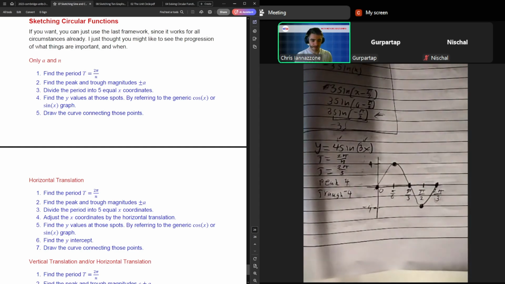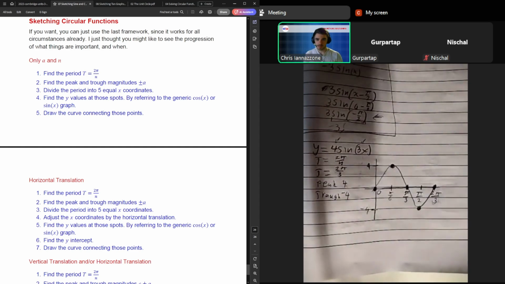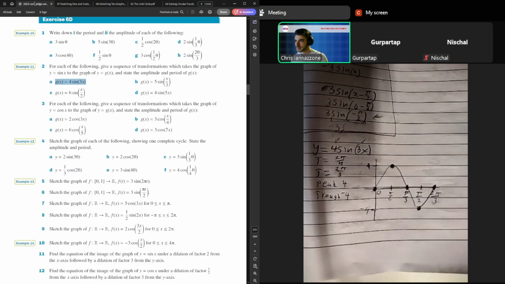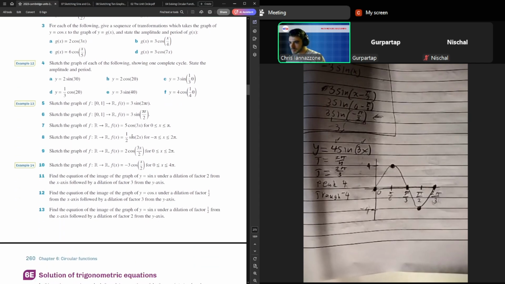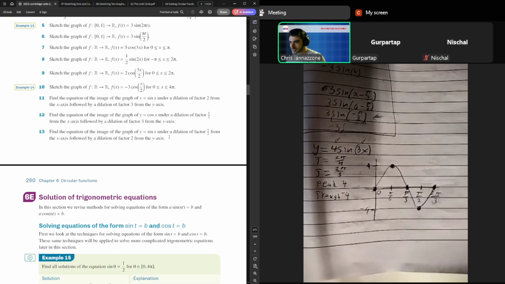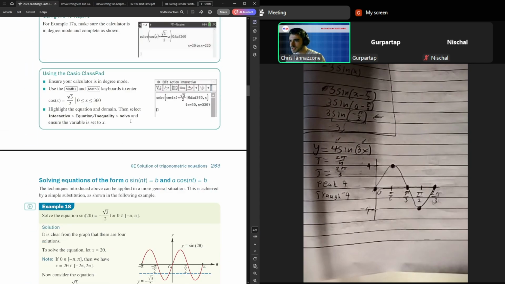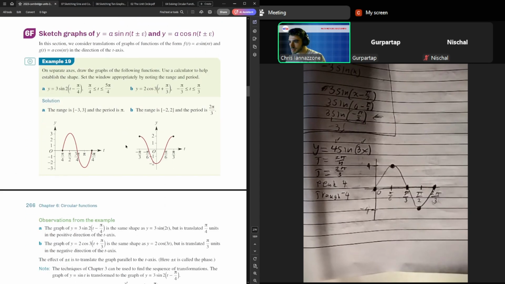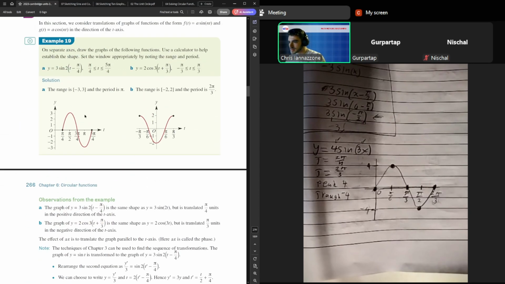That is sketching circular functions when you only have a and n to worry about. So we've done that one together. Any lingering questions on what's going on there? Okay. That's a bulk of that. Wow, they really don't give that many. Oh, right, because I do it in a different chapter. Okay, let's find another one.